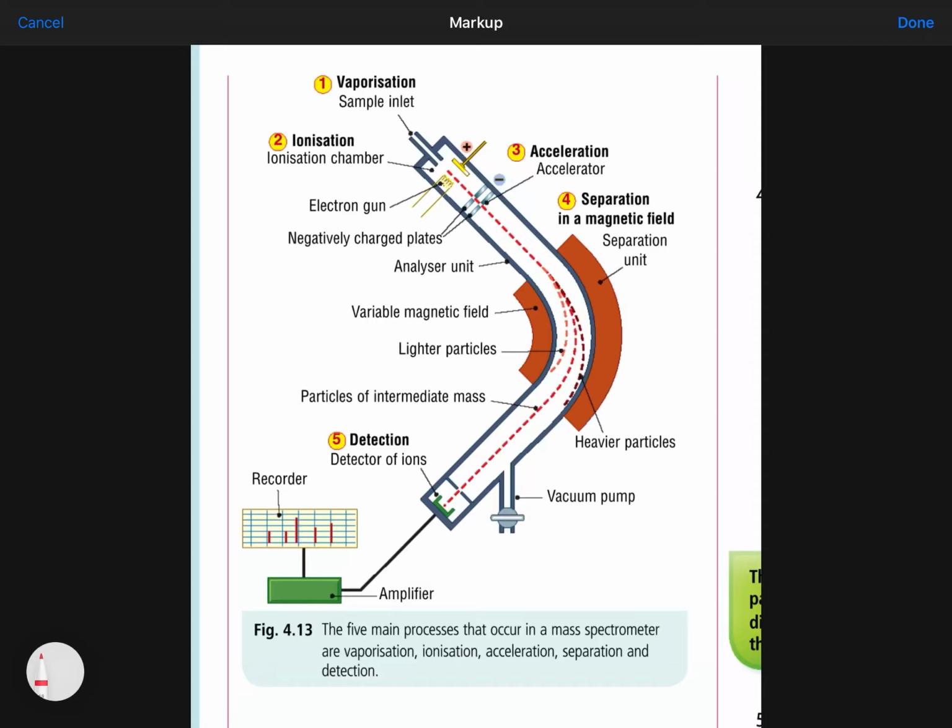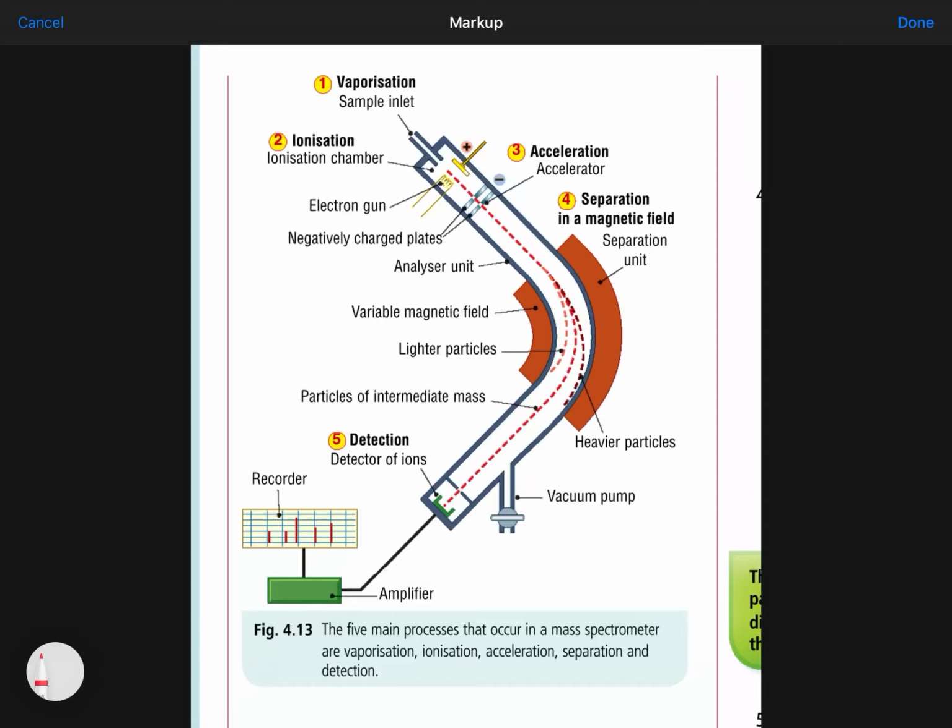So the principle behind the mass spectrometer, I'm just going to tell it to you now, and we'll see it again in a minute in the PowerPoint, is that charged particles moving in a magnetic field will experience a force, and the size of the force that they experience depends on their mass. So the particles are separated on the basis of their mass, and that's why the instrument is called a mass spectrometer. Now, let's just run through the stages next.